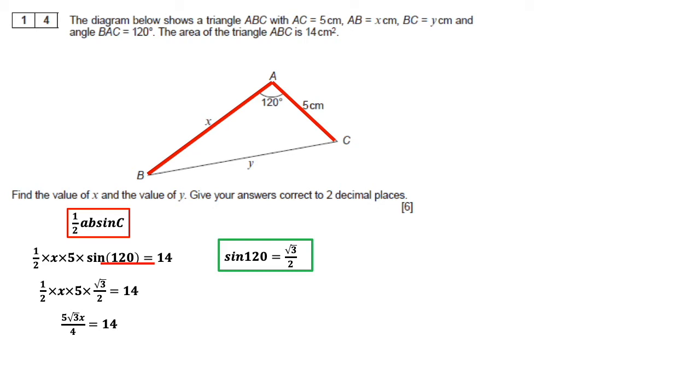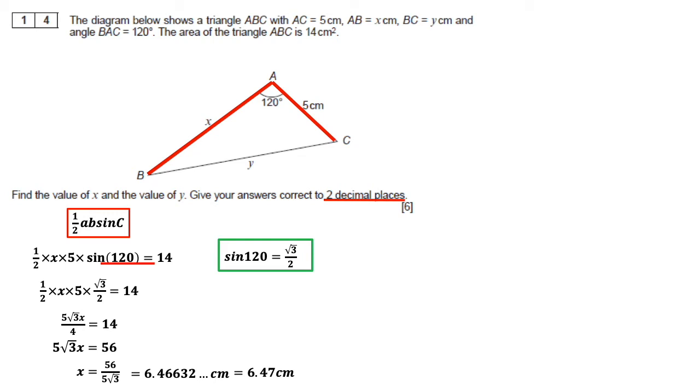If I now multiply both sides by 4, that would leave us with 5 root 3x on the left side, and 14 times 4 is 56. If I divide by 5 root 3 on both sides, it would leave us with x on the left side and 56 over 5 root 3 on the right side. And if I type that in on my calculator, as the question did ask for our answer to 2 decimal places, I can see it's 6.46632, which would be 6.47 to 2 decimal places. So we have now worked out the value of x.